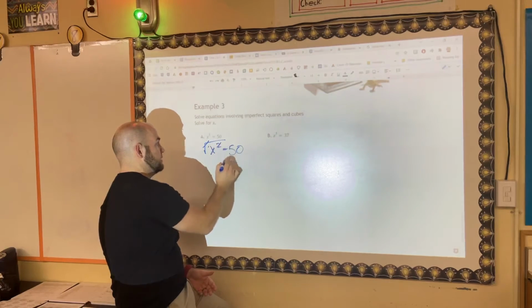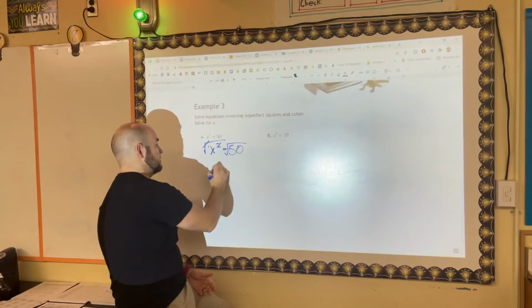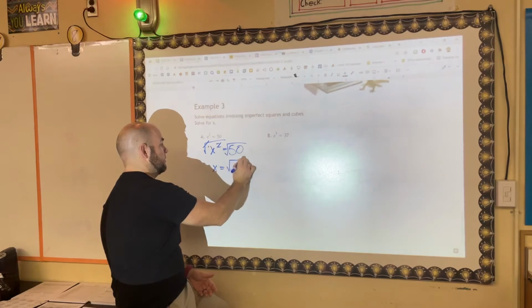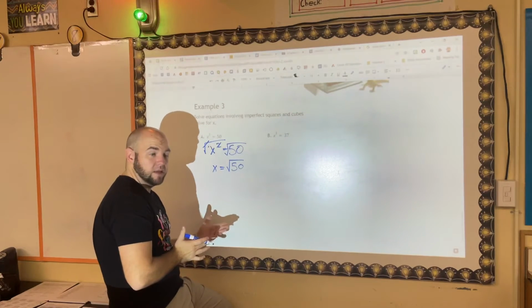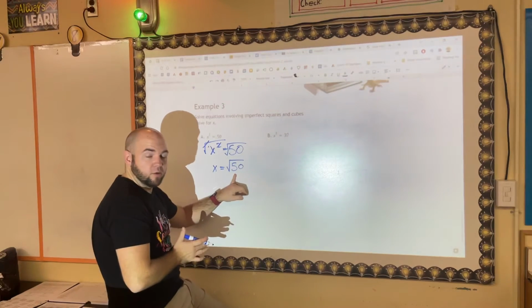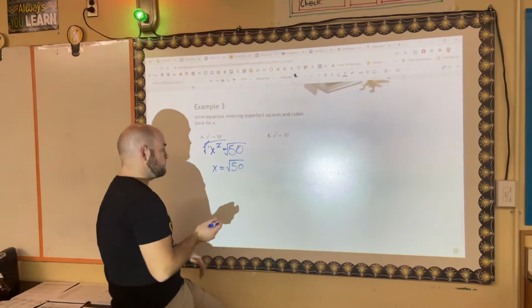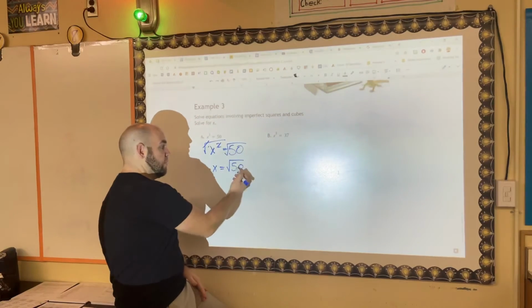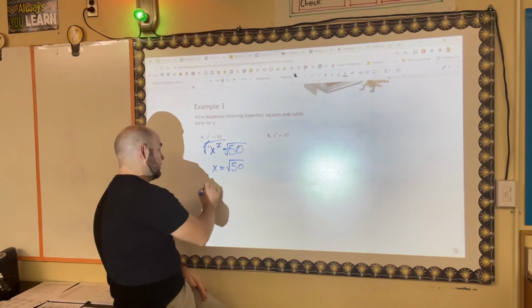That's going to make these squares cancel out. What we do to one side, we have to do to the other side. So x, because it's by itself now, is equal to the square root of 50. Now I know off the top of my head that that's not a perfect square, so I'm going to leave it as that. If I needed to estimate it though, this is going above and beyond, but if I wanted to estimate it, I know that 7 squared is 49.